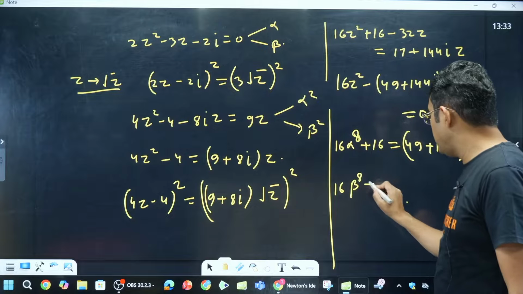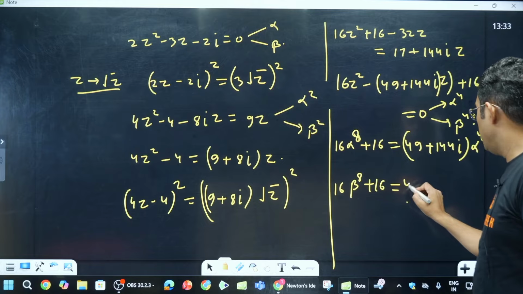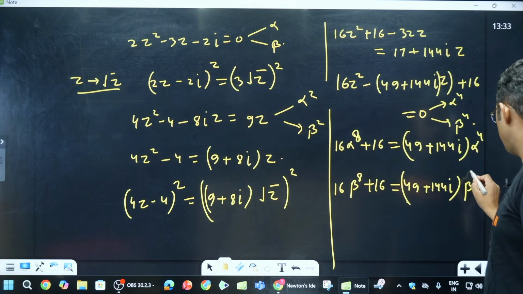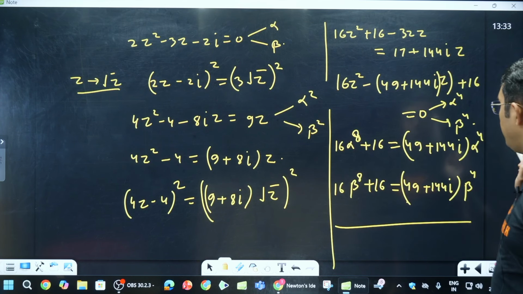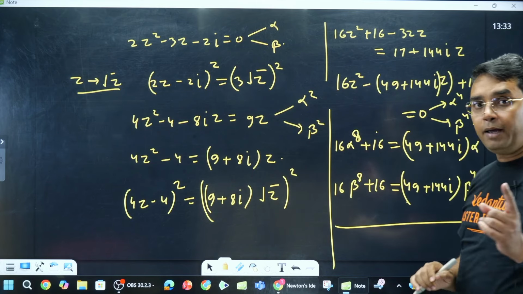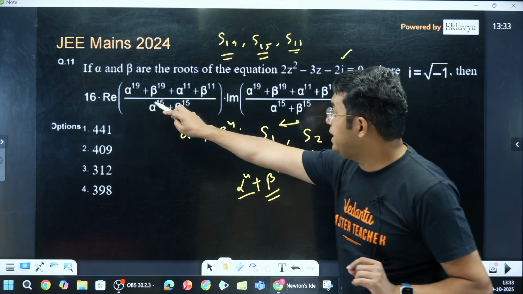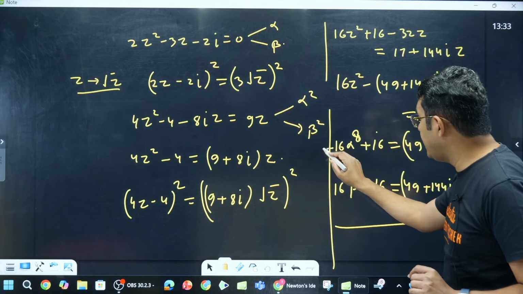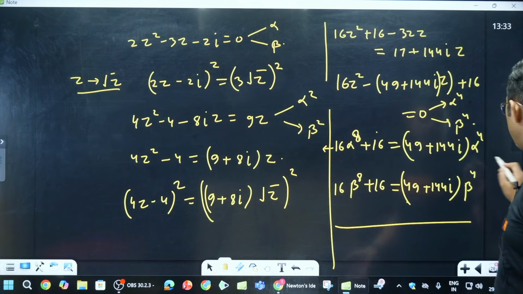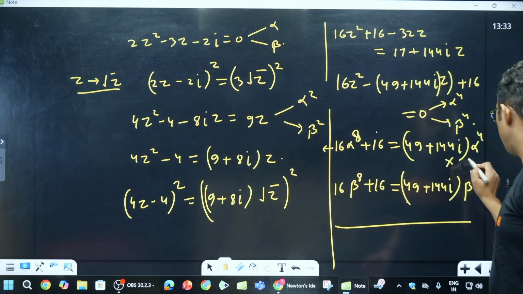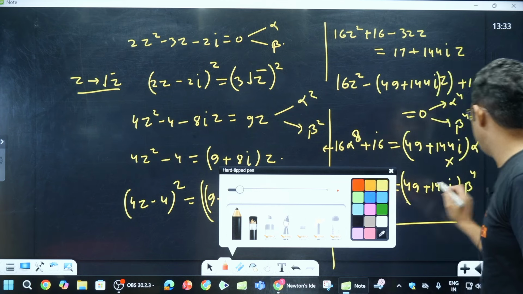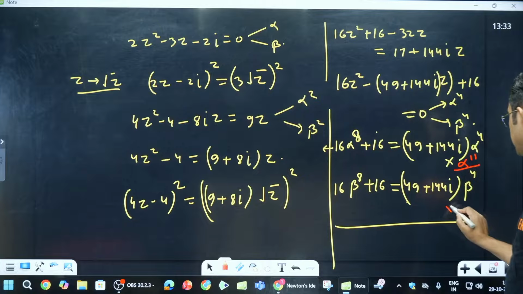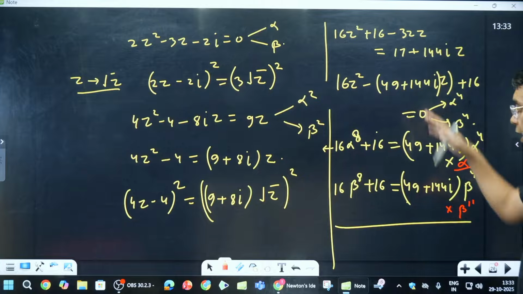So beta power 8 plus 16 is equal to 49 plus 144 iota beta power 4. Now I will be multiplying my first equation by alpha power 11, since I want 19, 11 and 15. So to make it 19, I will be multiplying this by alpha power 11, and I will multiply this by beta power 11, and I will add them.